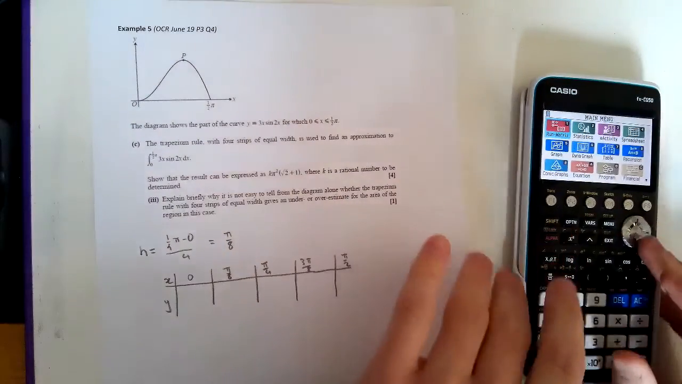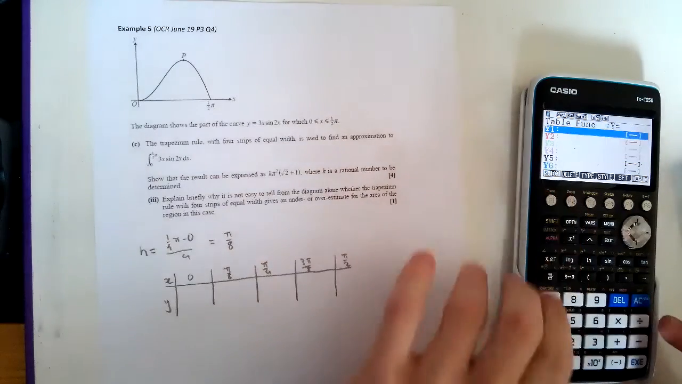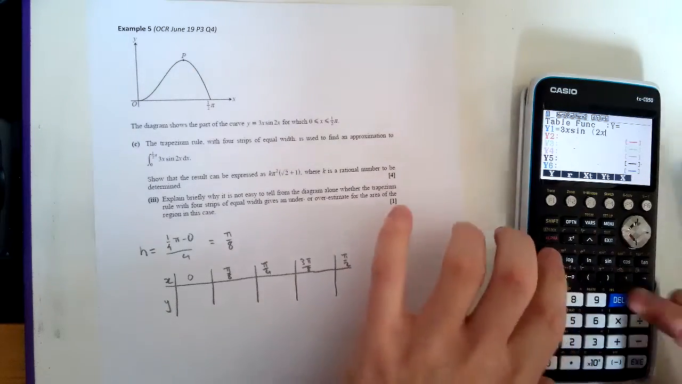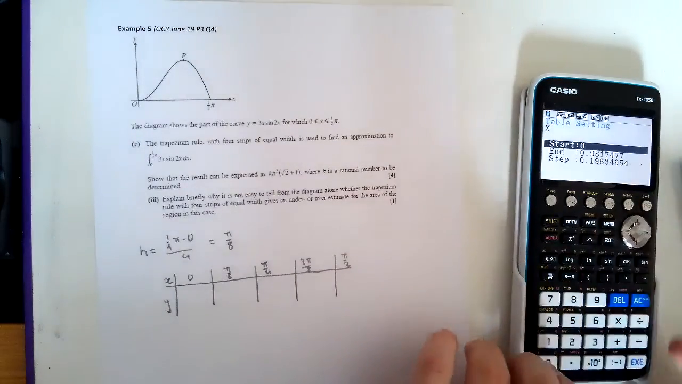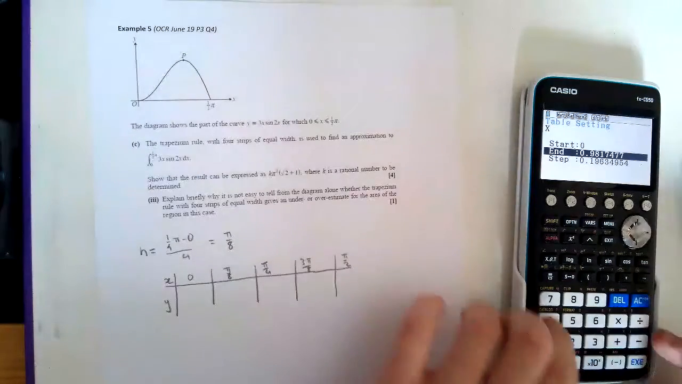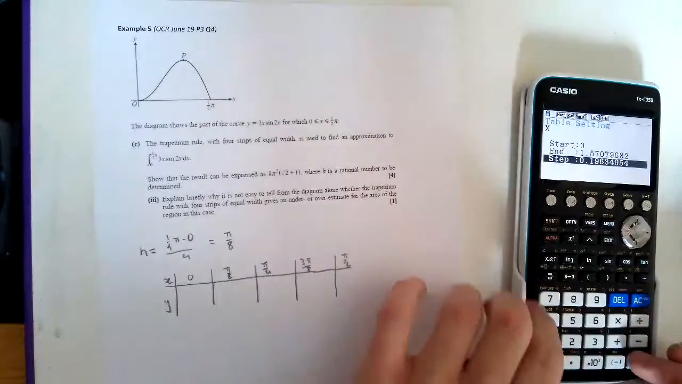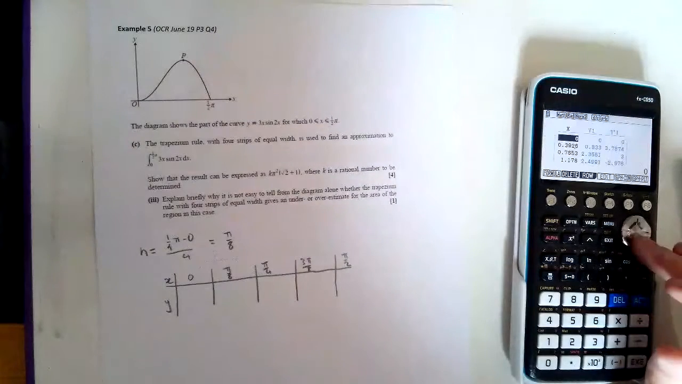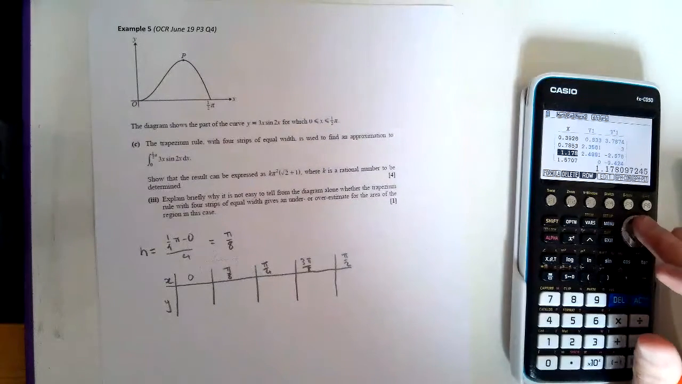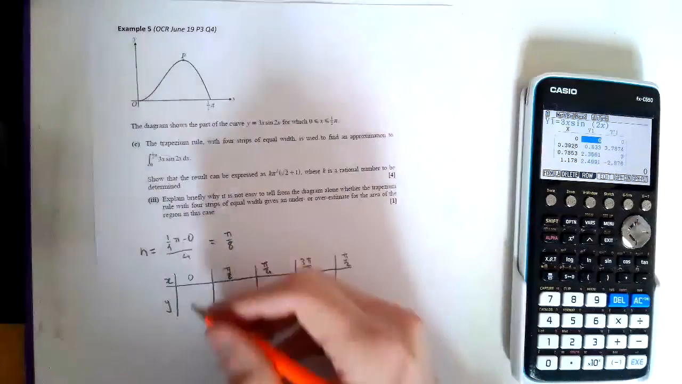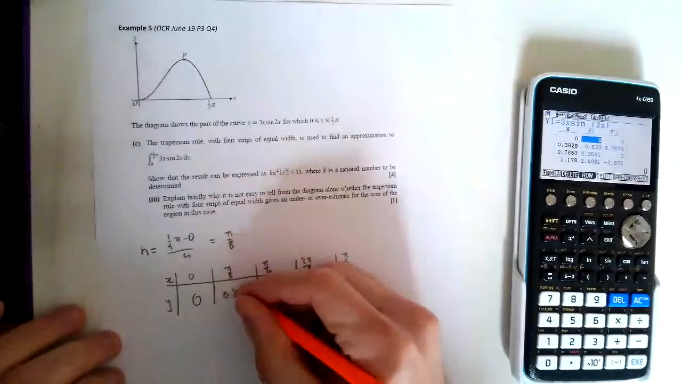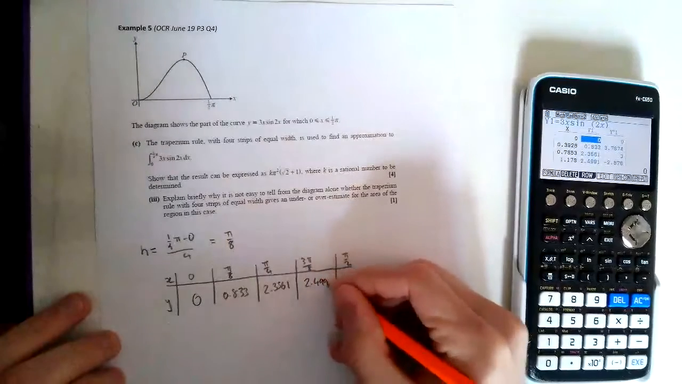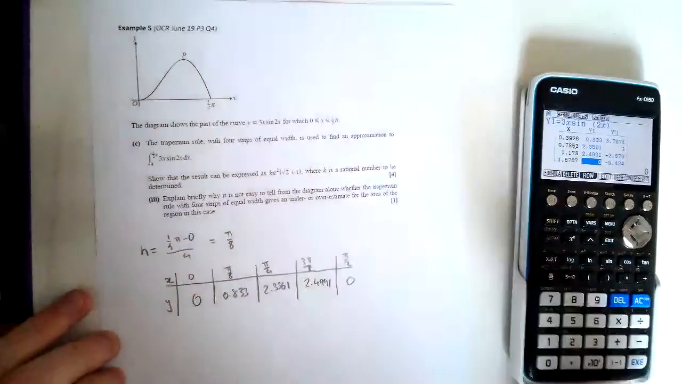Okay, so if I go onto table, we've got 3x times sine 2x, and we're starting at 0. We're going up to pi over 2, and the step is pi over 8. Let's see if this gives us the 5 values we need. 1, 2, 3, 4, 5. Gives us the 5 this time. So we have 0, 0.833, 2.3561, 2.4991, and 0.